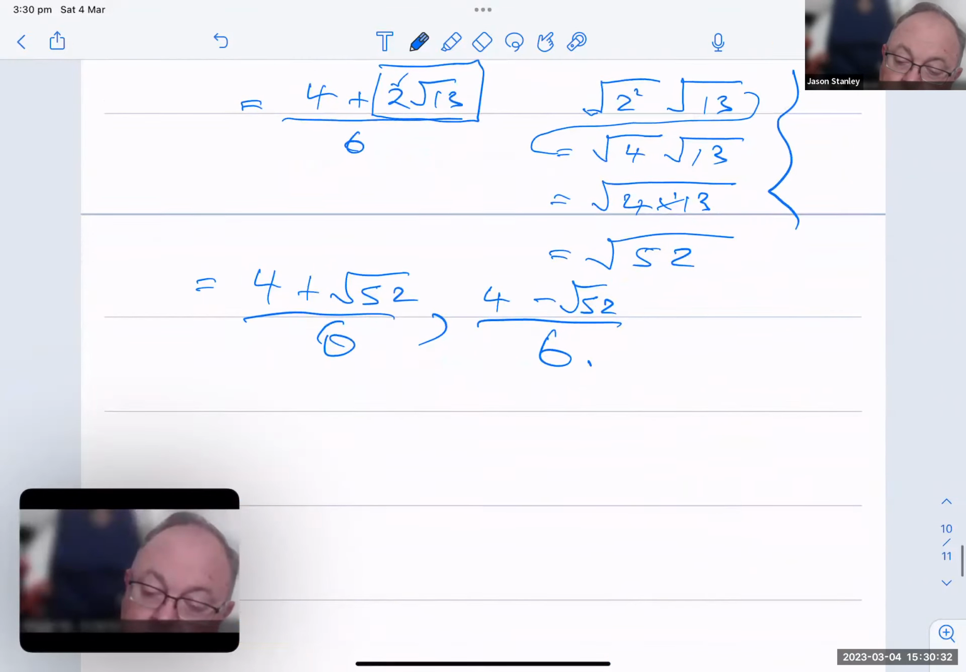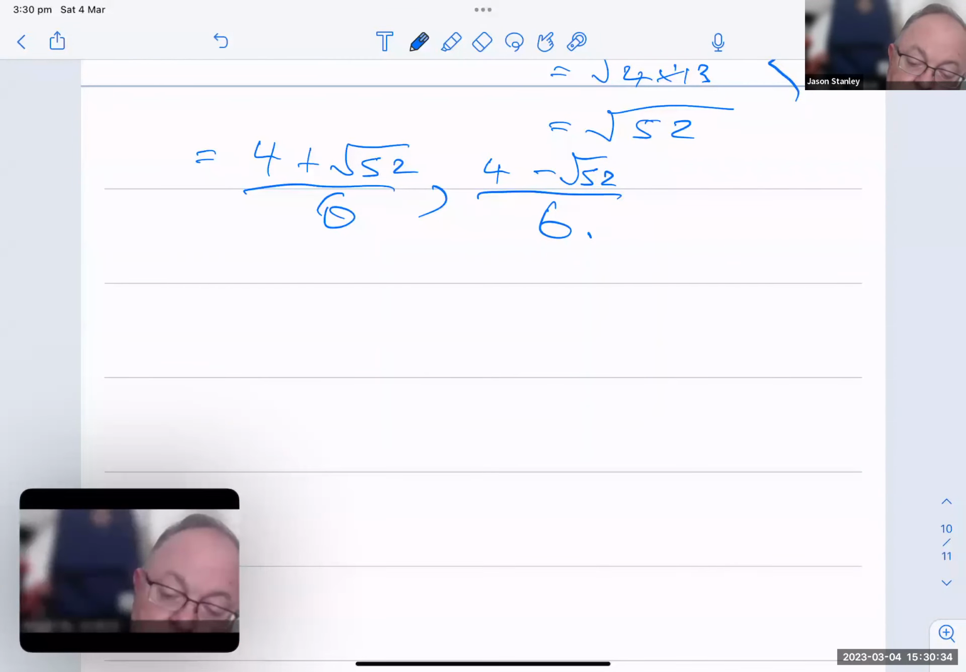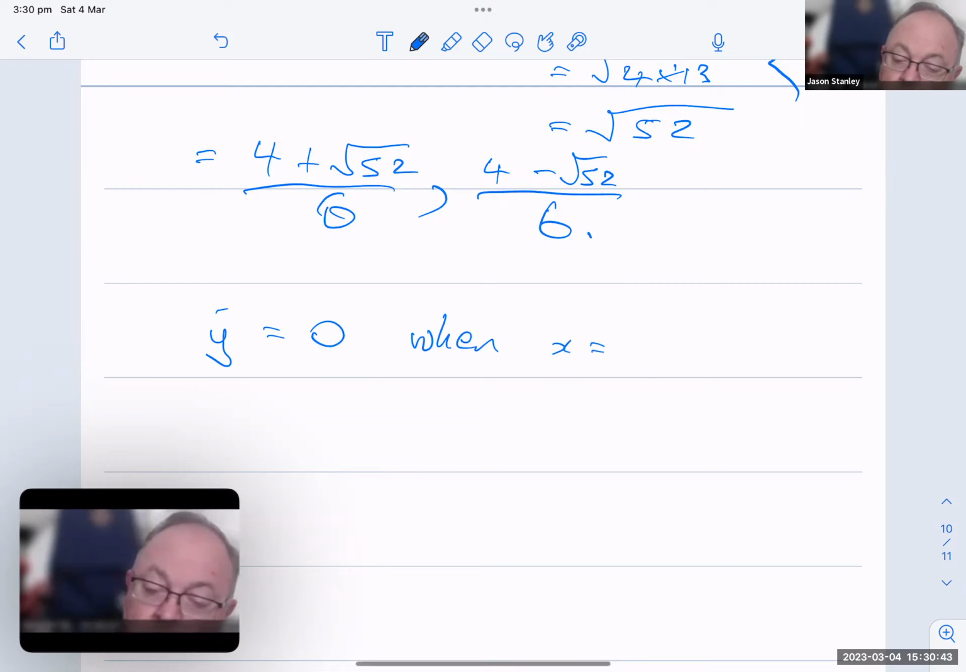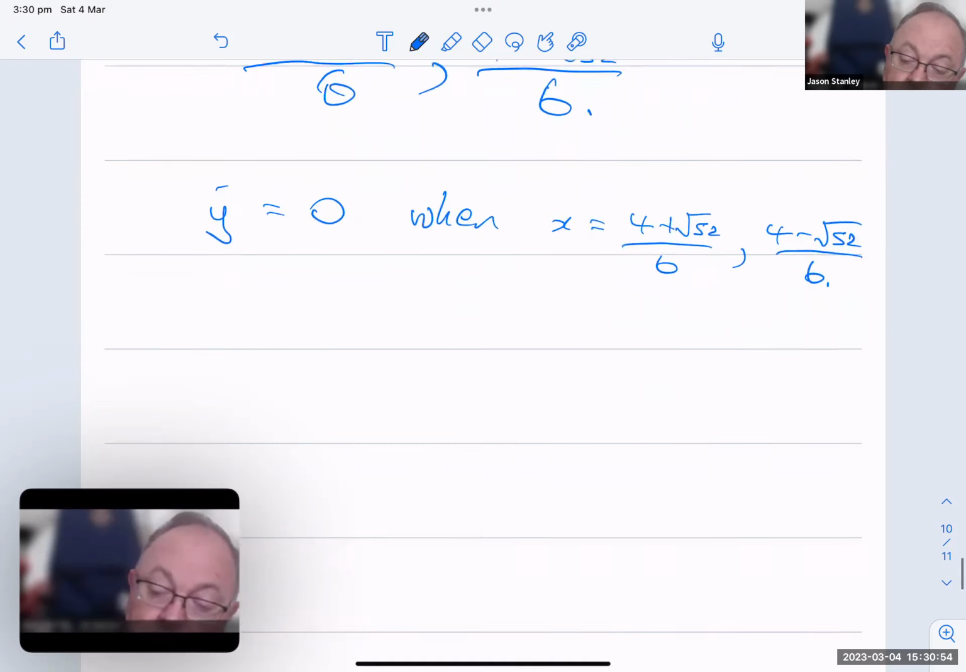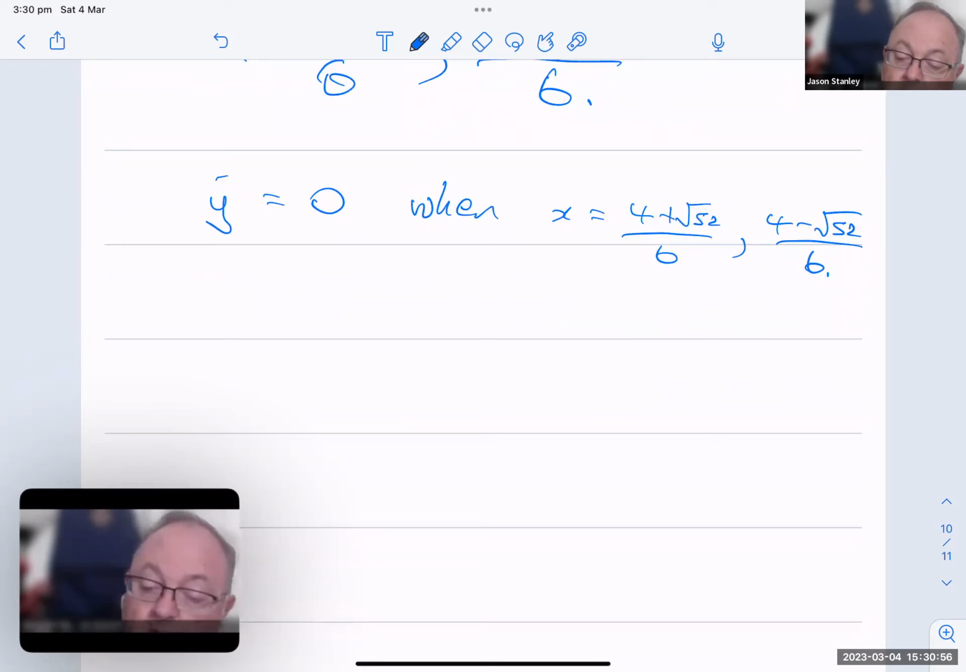Okay, so what that means is that y dash is equal to 0 when x is equal to (4 plus root 52) on 6 and (4 minus root 52) on 6. So as a number, what are those numbers?